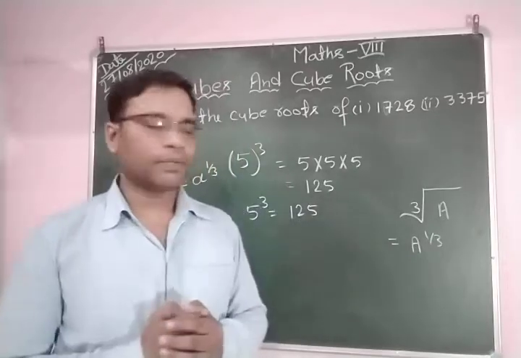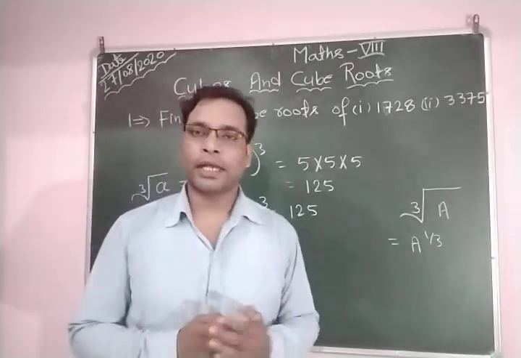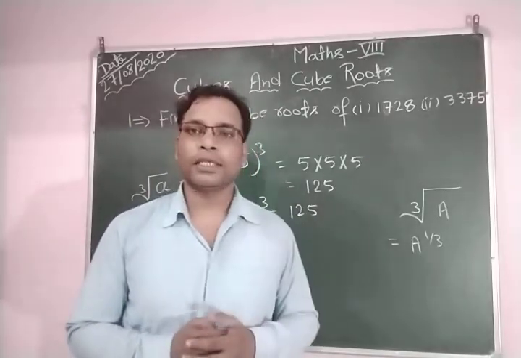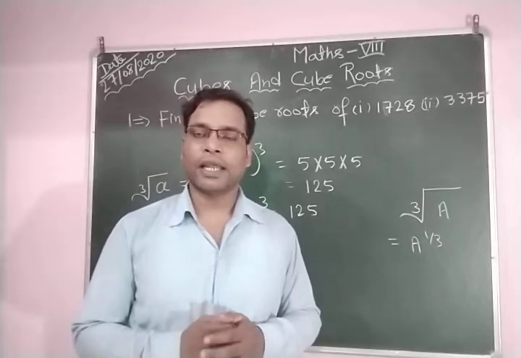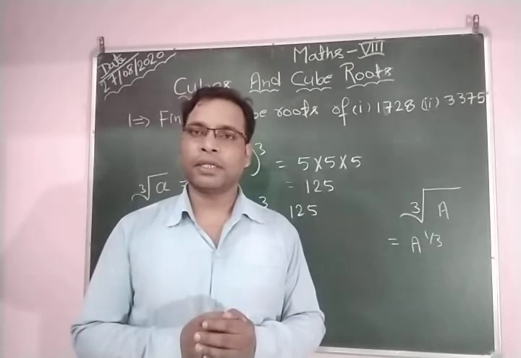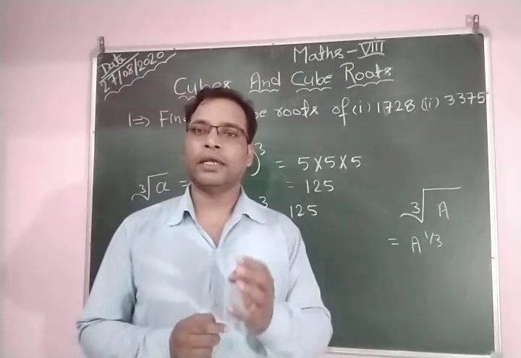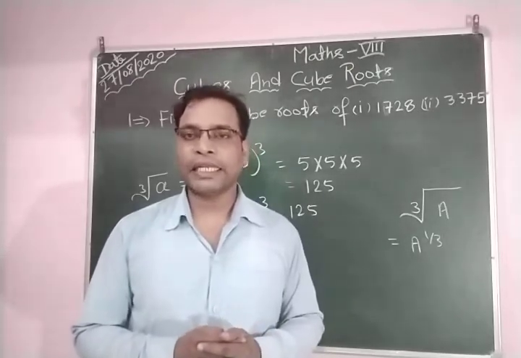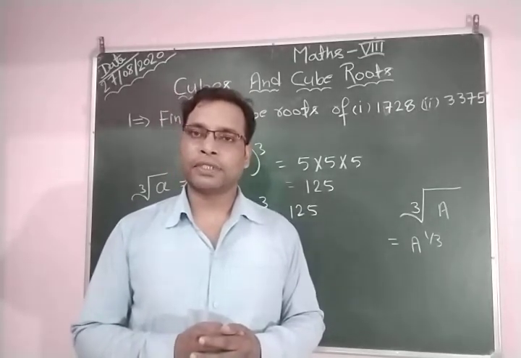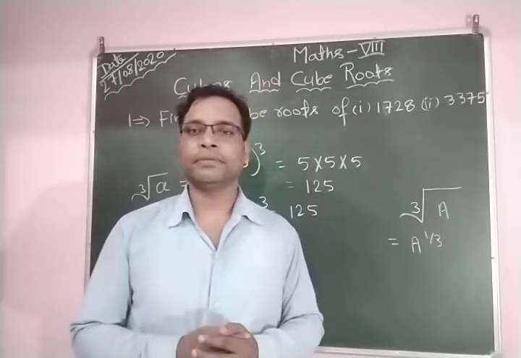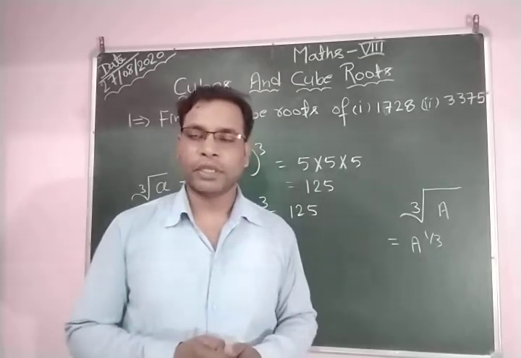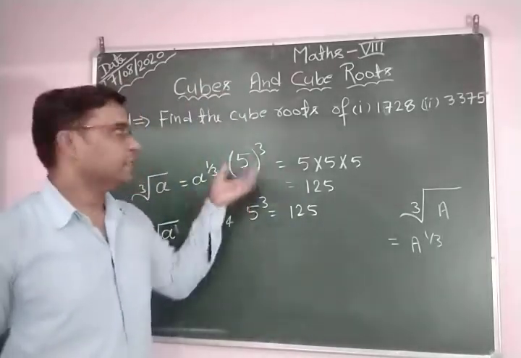For this, first you find the prime factorization of the given number. We express the number as the product of prime factors, and then we make groups in triplets of equal prime factors, and we take one prime number from each group of triplets. That gives the cube root of that number. So let's see how to solve these questions.